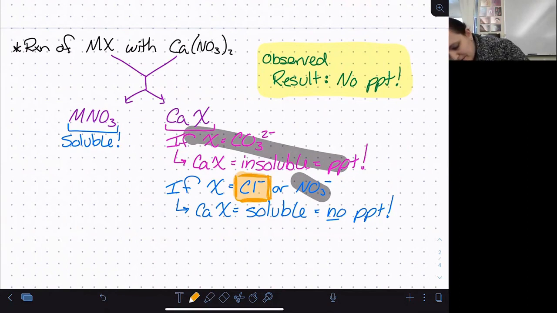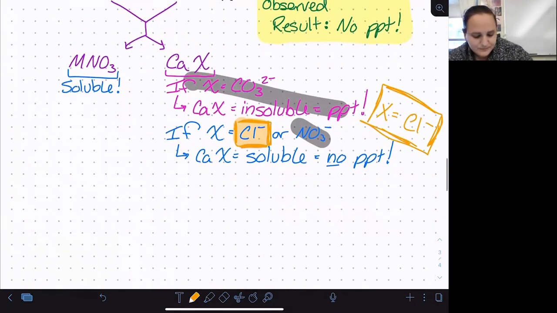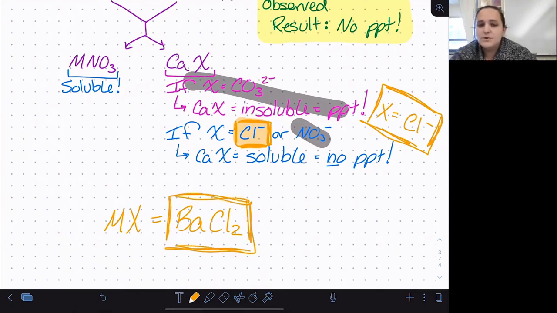So we can use process of elimination here to figure out, based on our experimental results, our cation was barium and our anion was chloride. So our unknown substance must have been barium chloride, which has a formula of BaCl2.